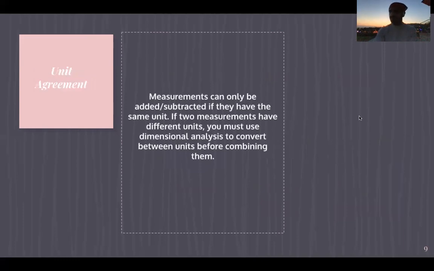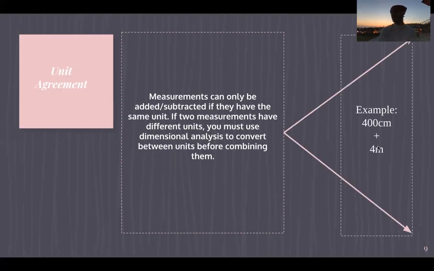This is super, super important. Measurements can only be added and subtracted if they have the same unit. If two measurements have different units, you must use dimensional analysis to convert between units before combining them. For instance, if you measure something in centimeters, but something else is measured in meters, you would have to have the same unit there. Again, like if I say, how long are two cell phones, and one cell phone is measured in inches and one cell phone is measured in centimeters, we would have to convert to centimeters in order to get the final length of two cell phones.